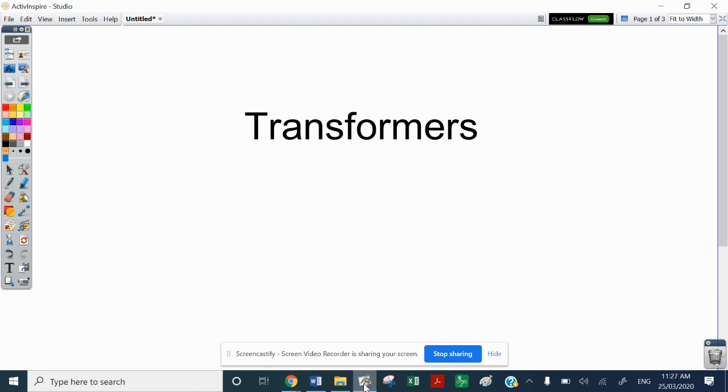Welcome. We're now going to have a look at transformers. So before we start, let's work out what is actually a transformer. A transformer is an electronic device made up of two coils.